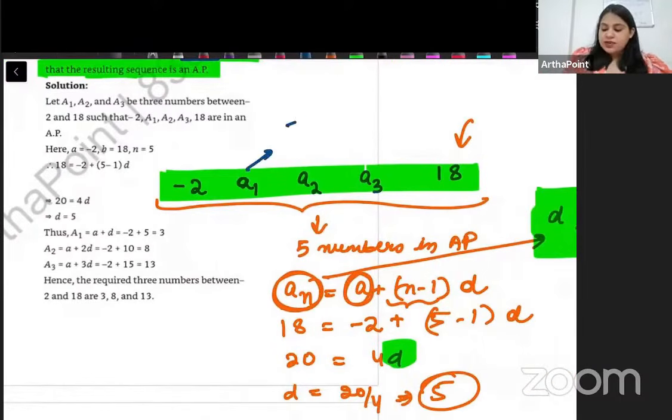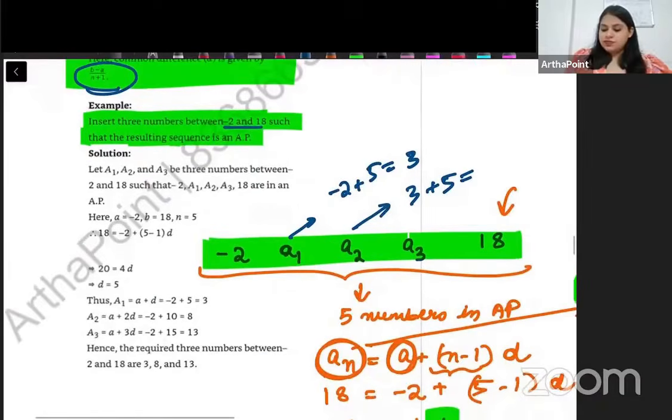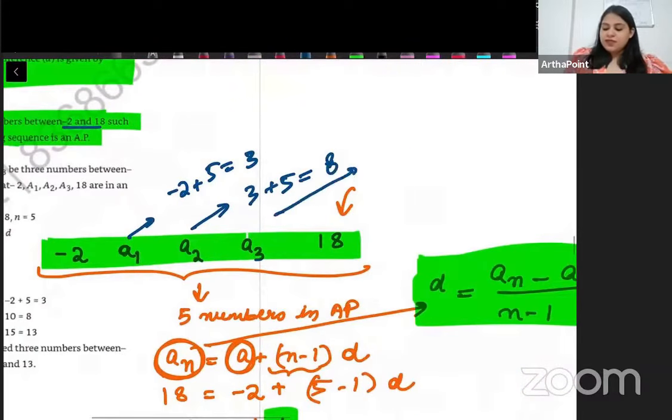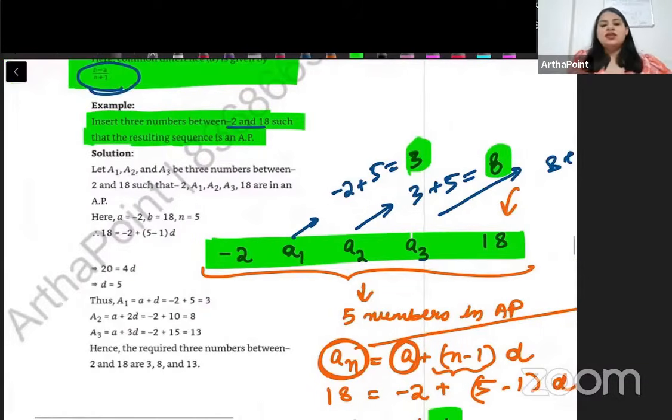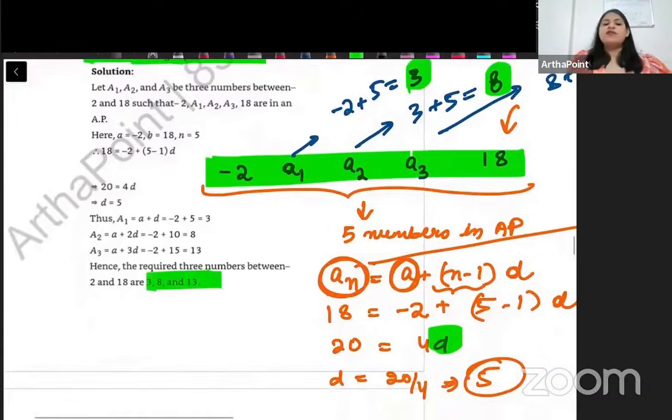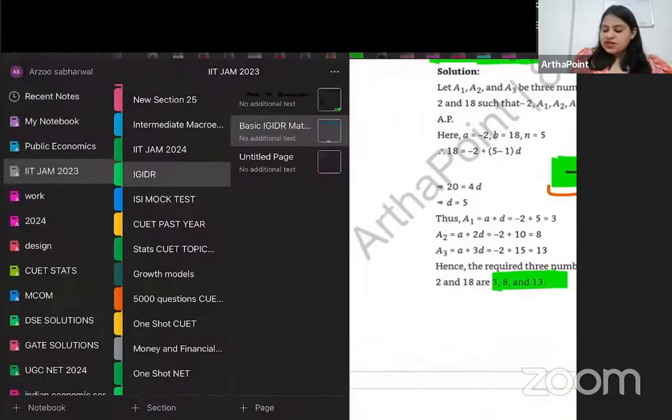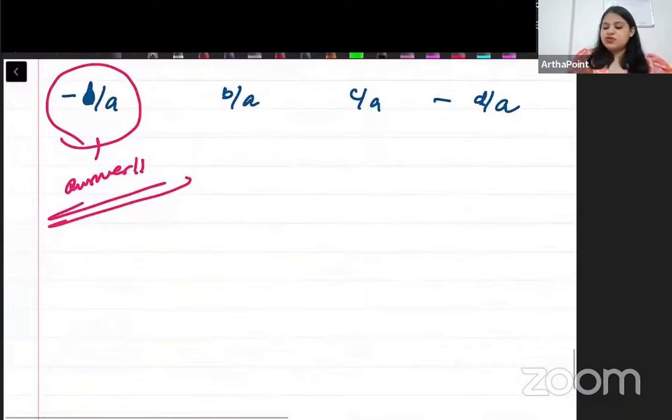So A1 will be -2 plus 5. A2 will be 3 plus 5. And A3 will be 8 plus 5. So the three terms that you have inserted will be 3, 8 and 13. These will be the three terms that you have inserted. These are the only important things that you will have from arithmetic progression. Okay. Now let us start by doing some exercise questions.